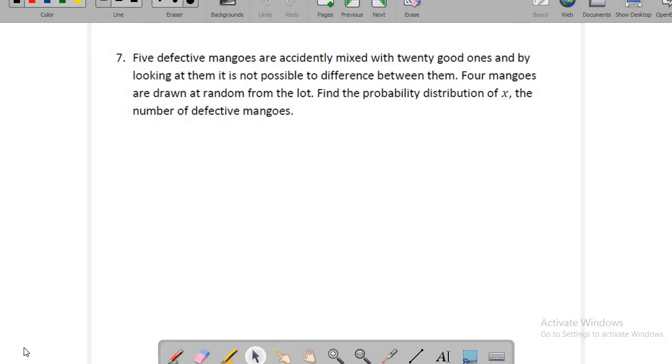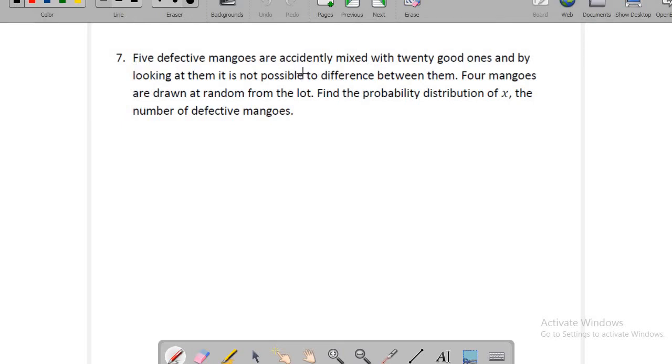We discussed random variables, discrete and continuous, and we have seen what is probability mass function and density function and all. Now let us see what is the solution to this problem. So there is a problem on probability distribution. So we need to write the probability distribution of x, where x represents the number of defective mangoes.